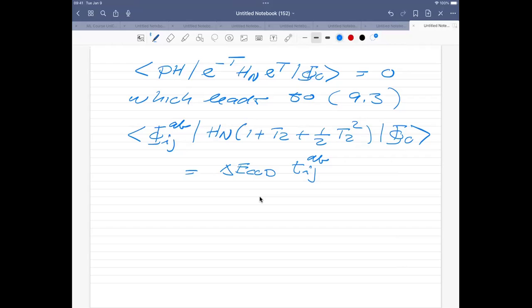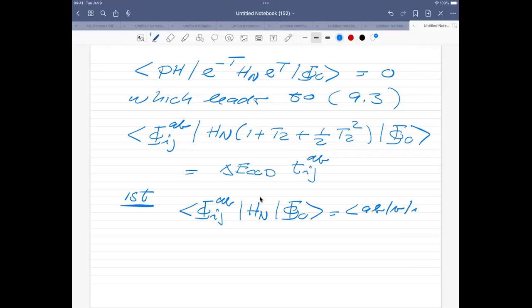If we look at the first term here, it is pretty simple because that is just given by phi_ij^ab, H_N, and we have already calculated this one. This is simply given by the matrix element where we have a two-particle two-hole state being created by the Hamiltonian. So we end up with a matrix element of the type <ab|ij> with an interaction term.